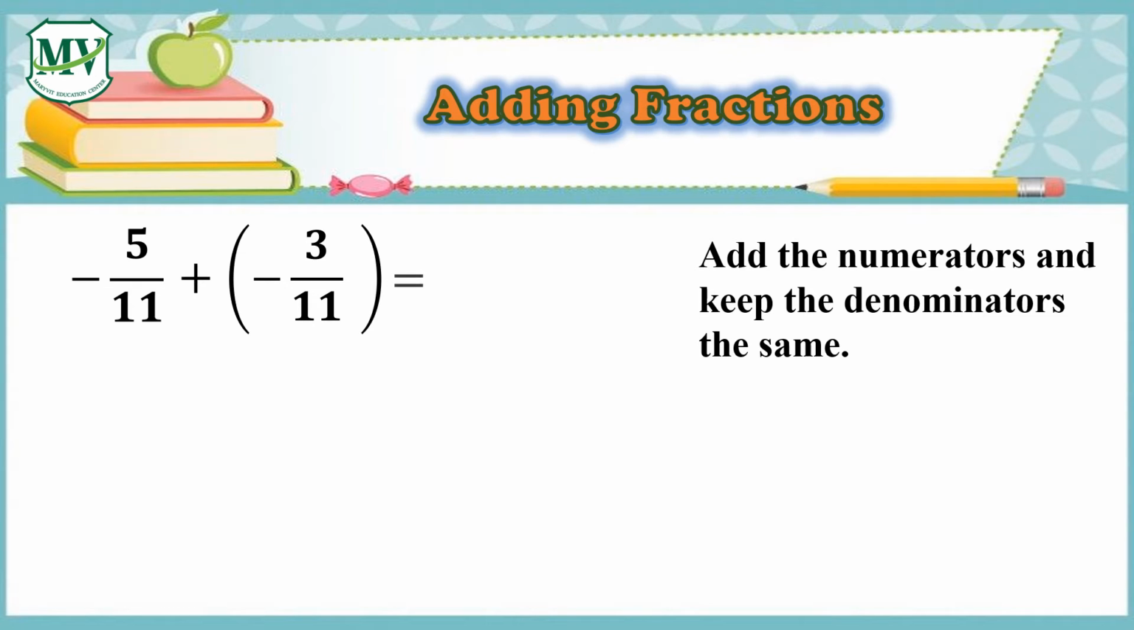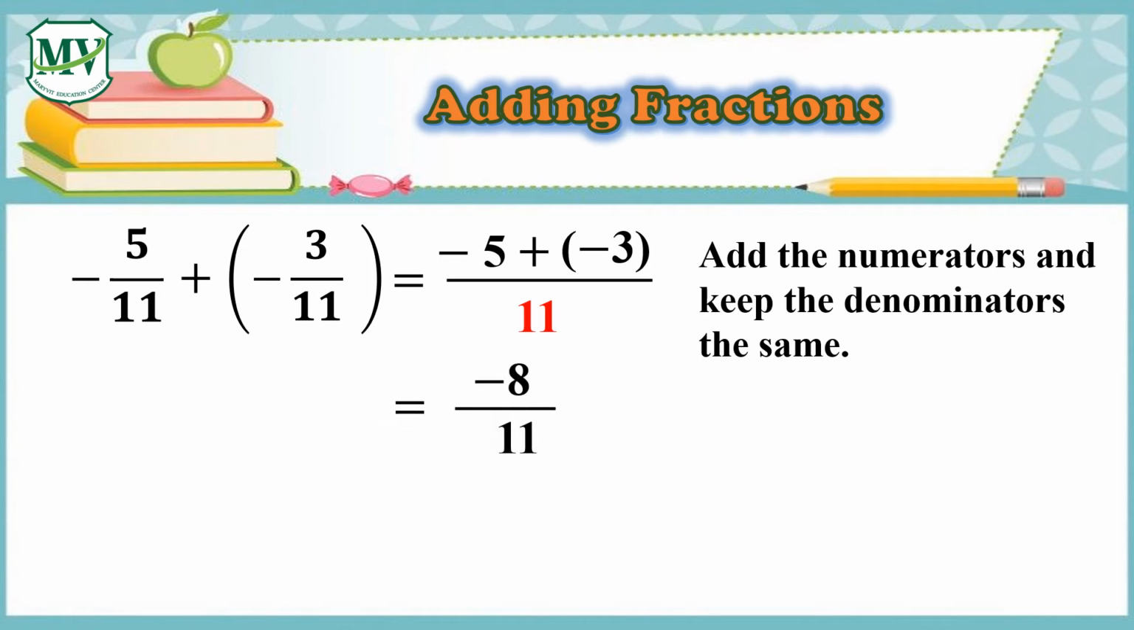To add these fractions, just add the numerators and keep the denominators the same. In this case, our denominator is equal to 11. Next, add the two negative numbers. We have negative 5 plus negative 3. What do you think is the answer? That's right, we have negative 8 over 11. 8 over 11 cannot be simplified any further. Therefore, our final answer is equal to negative 8 over 11.